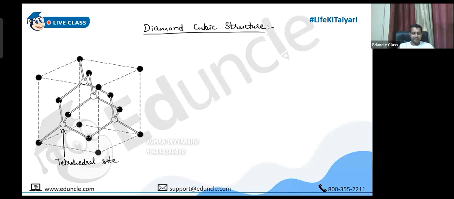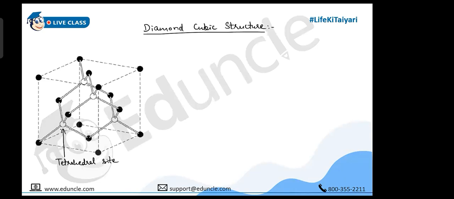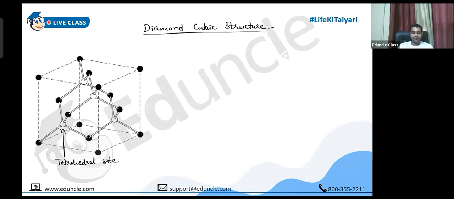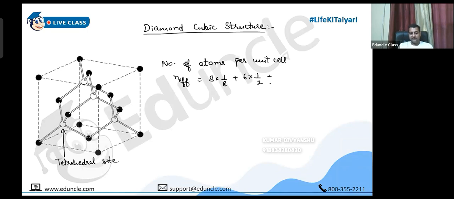Clear? So now can you tell me the number of carbon atoms present per unit cell? That is N effective. Only then we can calculate the packing fraction. First of all, 8 of them are there at the corners, and then at the face centers. Then 4 are there at the tetrahedral sites, which completely belong to this particular unit cell. So these are 8 in number. Please check.